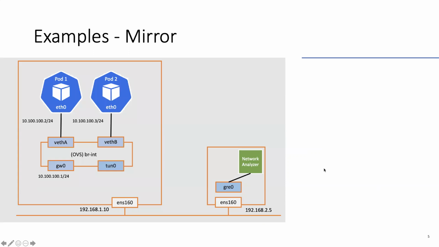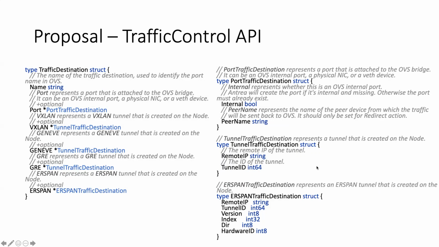Chen, I have some questions here. So for port destination, do you think it's possible we can have some other solution to pre-create the port? So here we don't need to automatically create the port triggered by the traffic control policy.